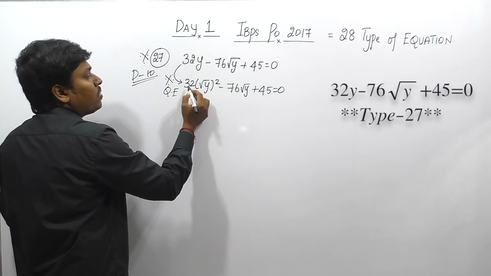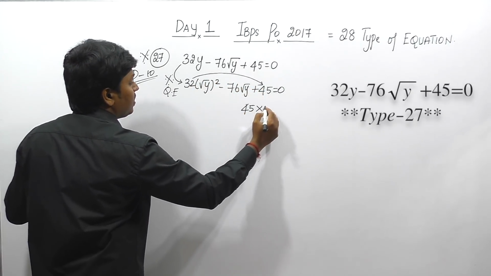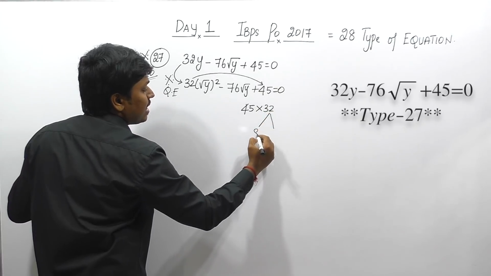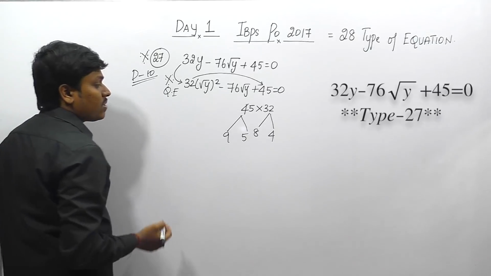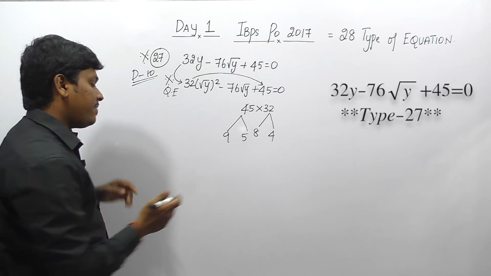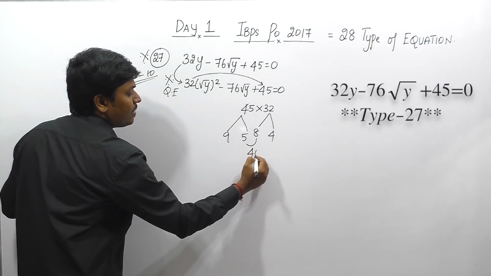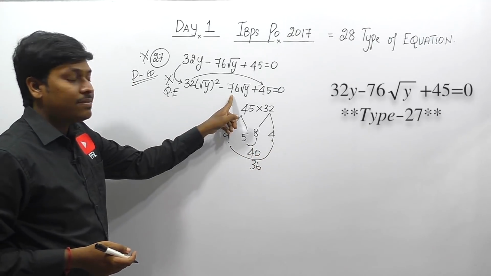Now similarly, before y square we have a constant 32. So multiply this, 45 into 32. I think this can be written as 8 4s are 32. And 45 will be 9 5s are 45. So our target is to get 76. I think 8 5s are 40. Listen here friends, 8 into 5 will be 40, 9 4s are 36. So when you add both the numbers, the resultant will be 76.